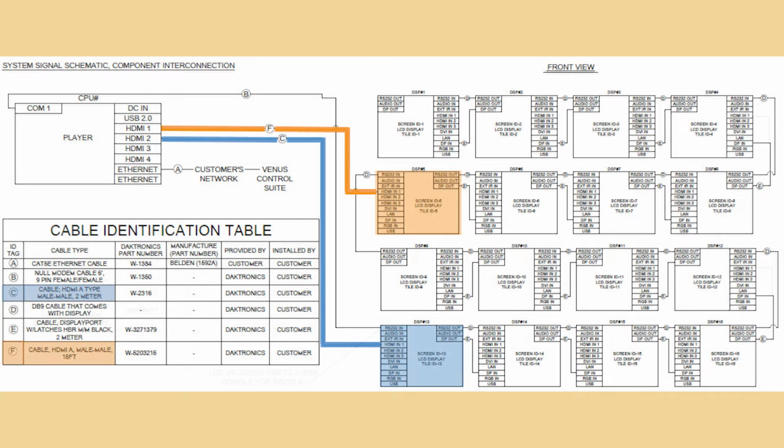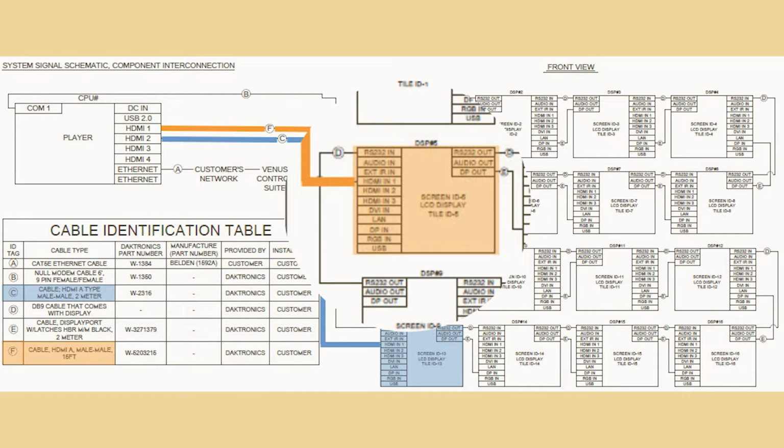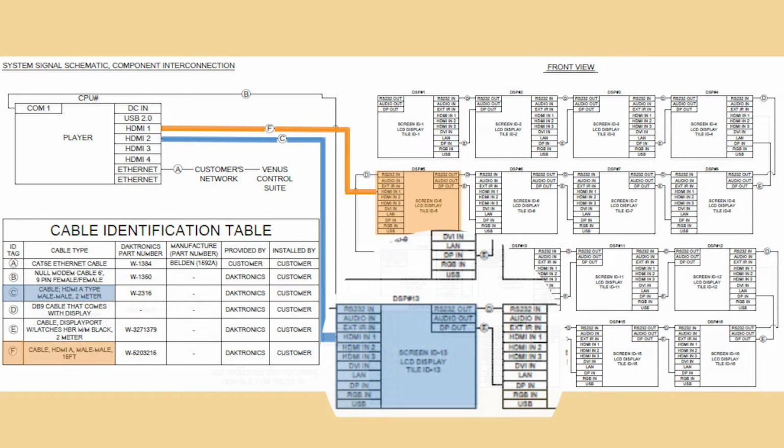Note that cabling for a 4x4 video wall is slightly different with a repeated player output. In this case, two HDMI cables connect the player to display number 5 and display number 13.